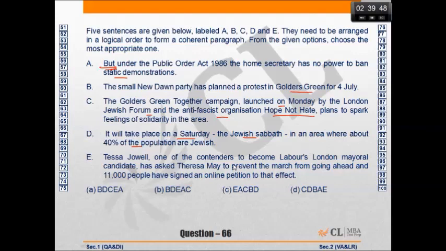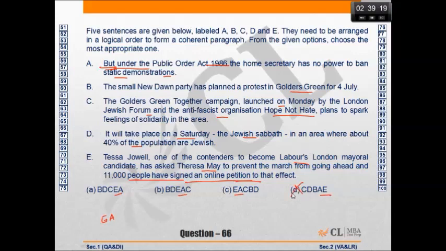Tessa Jowell, one of the contenders to become Labour's London mayoral candidate, has asked Theresa May to prevent the march from going ahead, and 11,000 people have signed an online petition to the effect. Okay, so to me, E and A makes sense. E and A because they have signed an online petition to the effect, but the Home Secretary has no power to ban the demonstration. So EA should be together. EA is together.